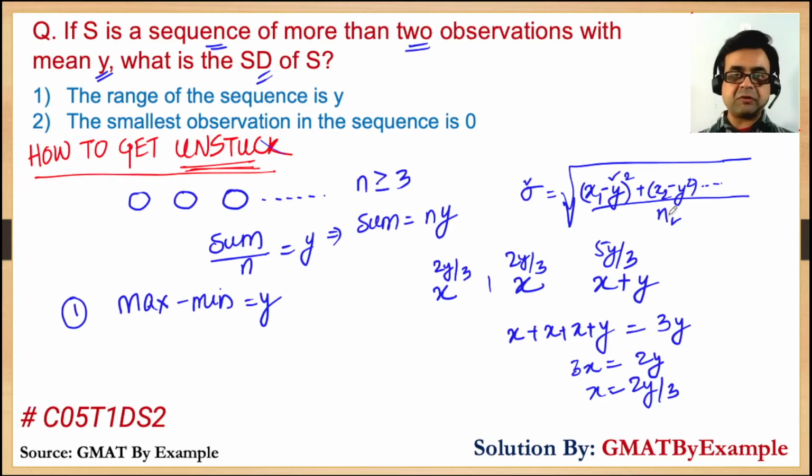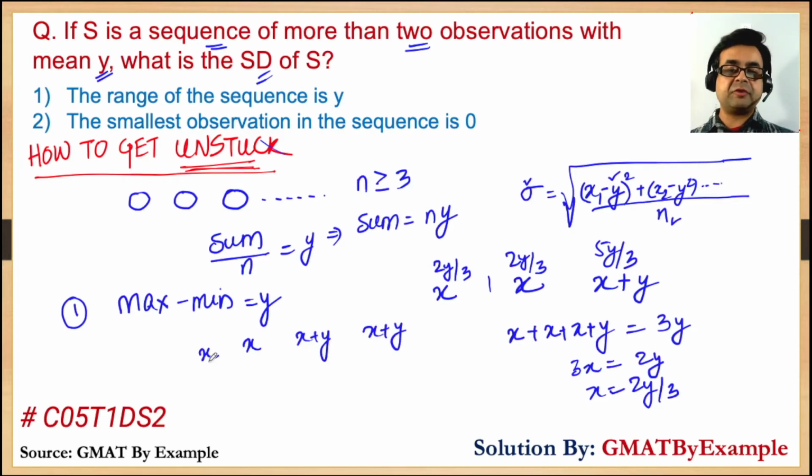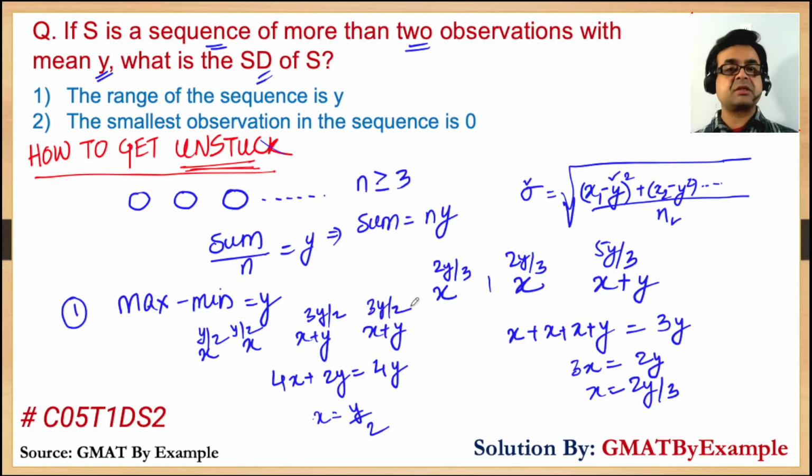Just to make sure we have covered all the bases, I will take a quick example of a 4 observation series, where we have the first 2 observations as x and the other 2 observations as x plus y, and we do the exact same thing. So we get 4x plus 2y equals the new sum, 4 times y, and we get x equals y divided by 2. You can rewrite the series as another series, and as you can tell, it would be another standard deviation depending on what the value of y is.